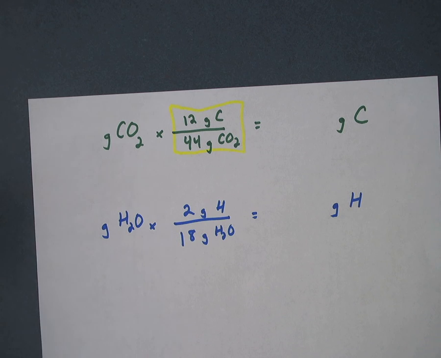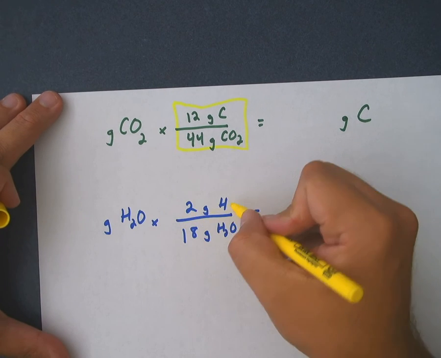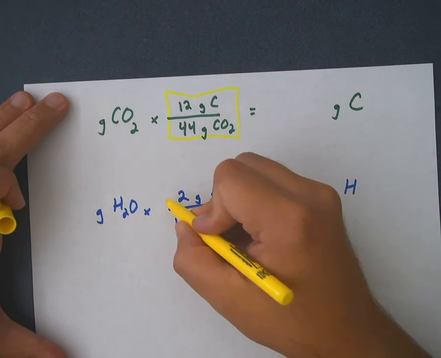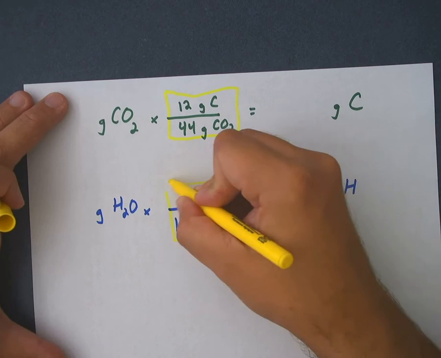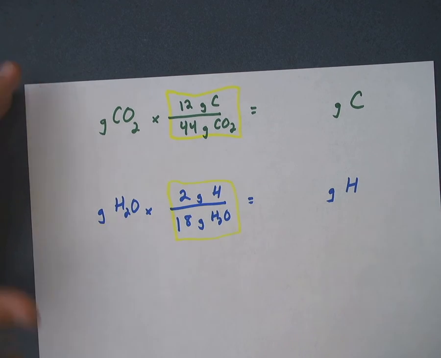Something very similar for water. We take the grams of water and we multiply by 2. That's because there's 2 hydrogens and an oxygen. Each hydrogen has a mass of 1 AMU. And this is the conversion factor, how to convert grams of water into grams of hydrogen.